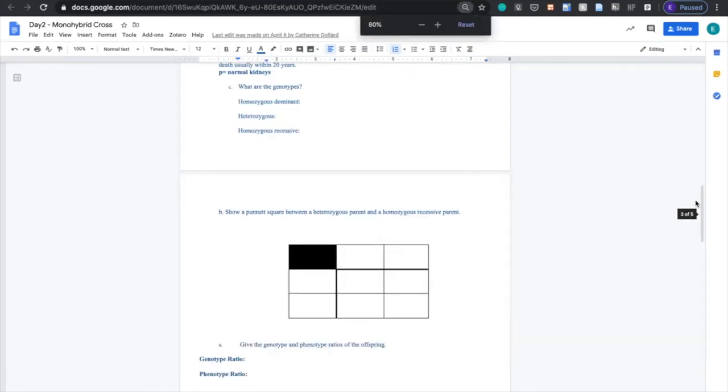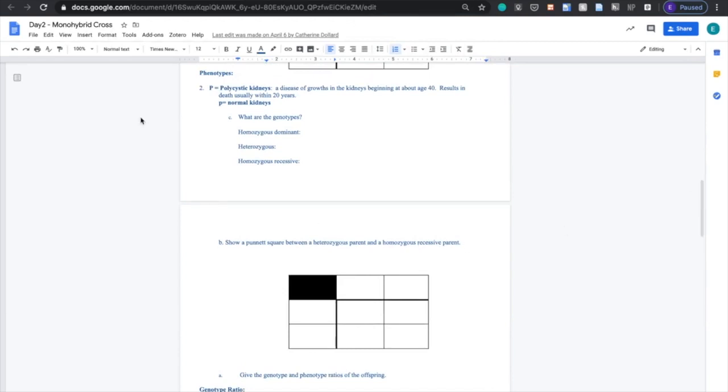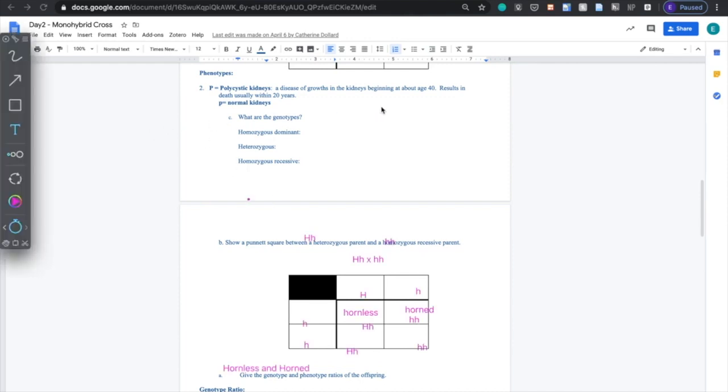So we're gonna talk about polycystic kidneys, and that's dramatic, but it just means a certain type of disease that is genetic. But we know that a capital P is dominant, and so polycystic kidneys are dominant. And normal kidneys are recessive. So the first question is what are the genotypes? The homozygous dominant is going to be capital P, capital P. Remember, it's asking for the genotypes, the letters. Heterozygous, capital P, lowercase p, and homozygous recessive, lowercase p, lowercase p.